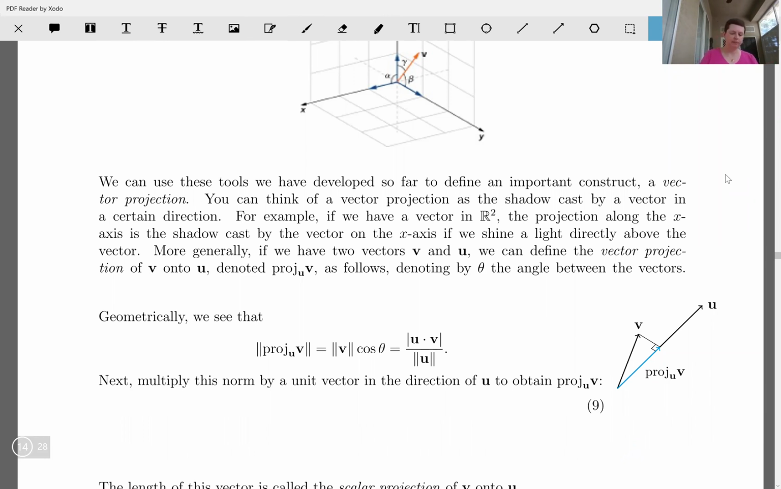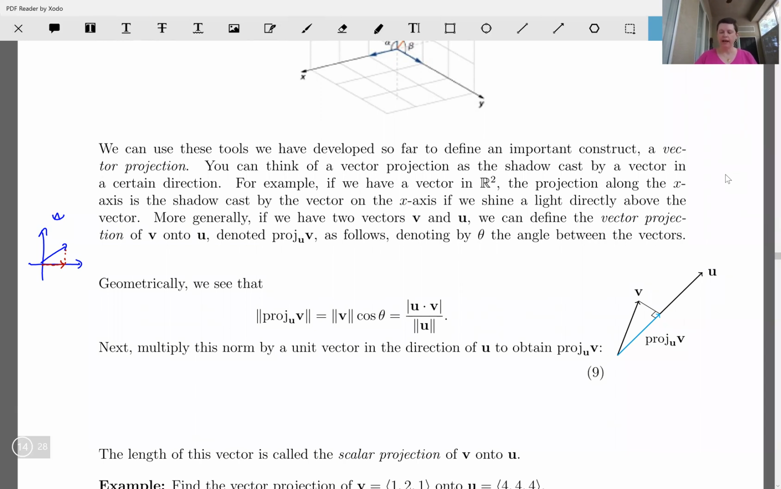So I've got a vector in R2, you know, I draw my little vector, and then I look down straight above. And when I look down, what happens? What happens is I have this shadow cast here. That shadow that's in that red vector, that is the projection along the x-axis. But more generally, I can have a vector u and a vector v, and I can define the projection of v onto u. And how do we do that?